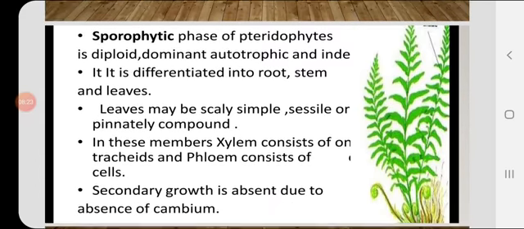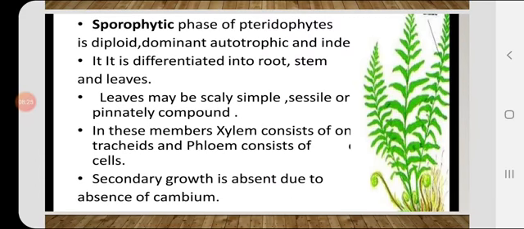Next, moving to the sporophytic phase. As I have told you, there are two phases, the sporophytic phase and the gametophytic phase. The sporophytic phase of pteridophytes is diploid, dominant, autotrophic and independent. Dominant means they are more powerful, autotrophic means they prepare their own food material, and independent means they don't depend on any other thing. Since they prepare their own food, they are known as independent.